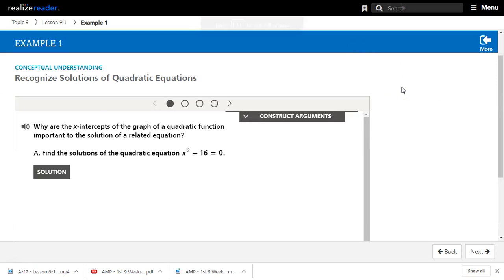So, the first way we're going to solve them is our question here says, why are the x-intercepts of the graph of a quadratic function important to the solution of a related equation?